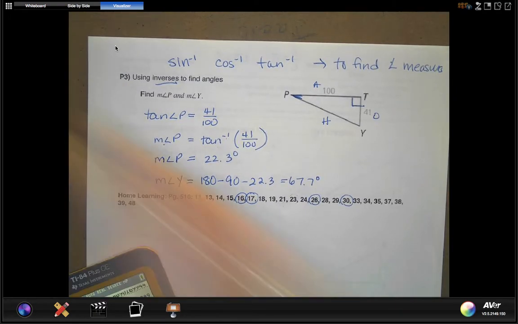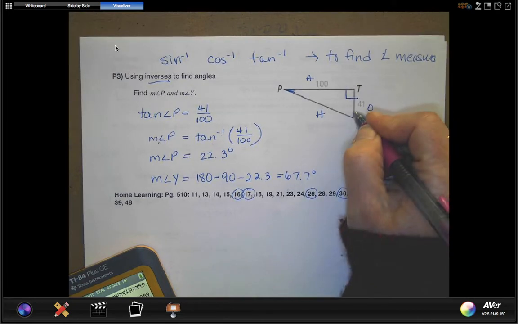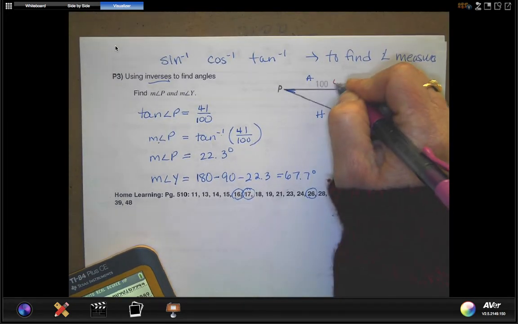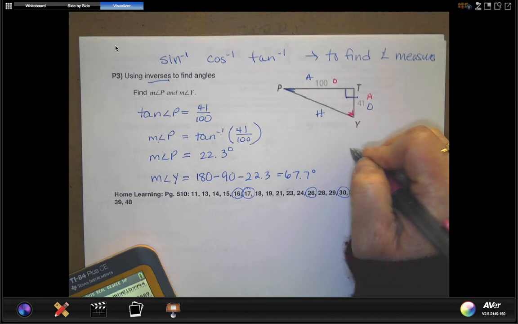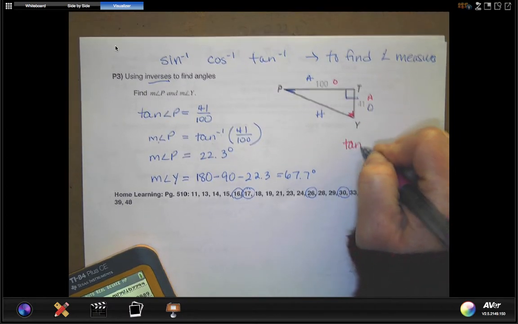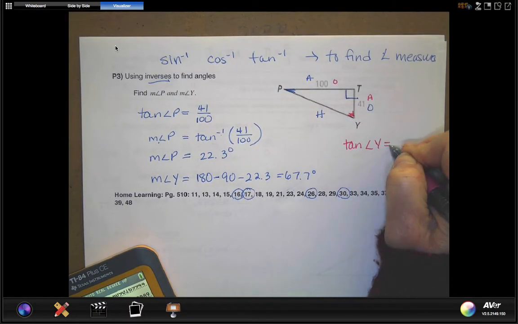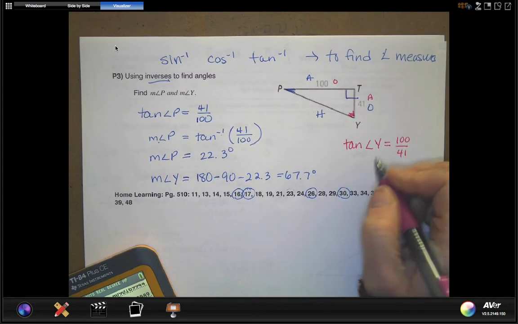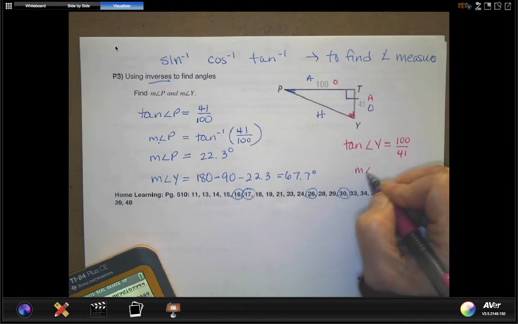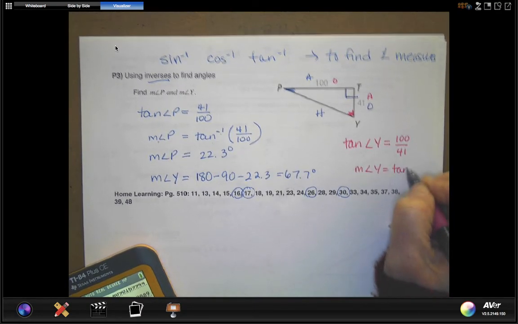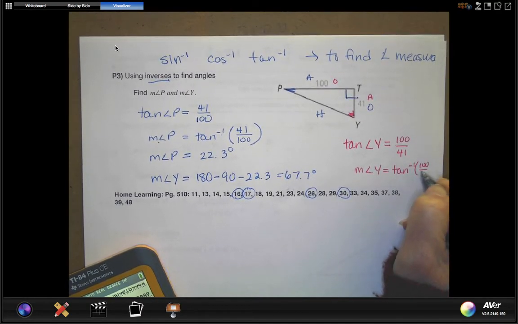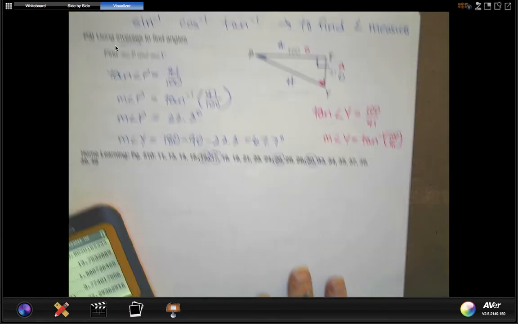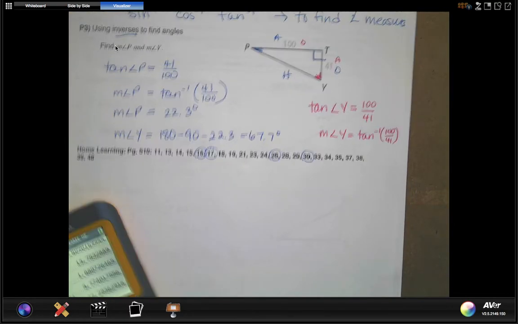If I wanted to use a trig function, here's y. This would be opposite, and this would be the adjacent. So it would still be the tangent, so I'd have tangent of angle y is equal to the opposite over the adjacent. Then the measure of angle y is equal to the tan inverse of the opposite over the adjacent. Remember, they're flipped for y because it's a different side of the triangle.